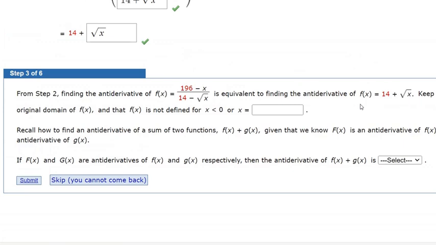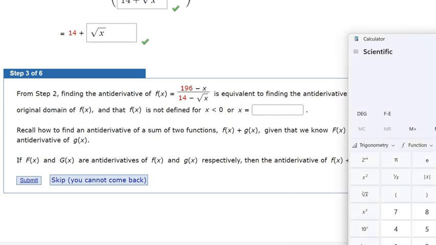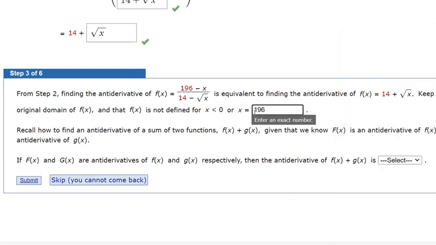What do they want here? Okay, so they want to know where f of x is not defined. So when x is less than 0, it's not defined because that'd be a negative. f of x is also not defined when we have a divide by 0 problem. So when 14 minus 14 would make 0. So we need 14 squared here. If you were to plug 196 into this function, you get a divide by 0 problem. So that's where it's also not defined.